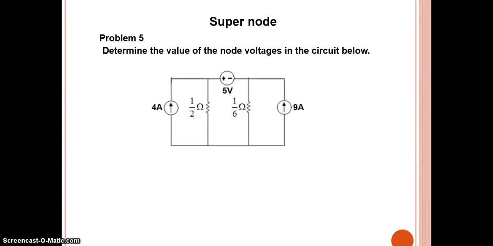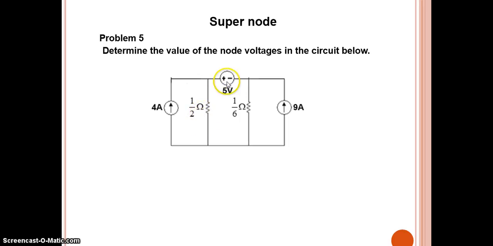Now we will solve another problem using nodal analysis. Look at this problem. It is a little bit different from the previously done problems. In all questions we have solved using nodal analysis, the circuits contained only current sources and resistors. But look at here. Here you have a voltage source, current source and resistors.